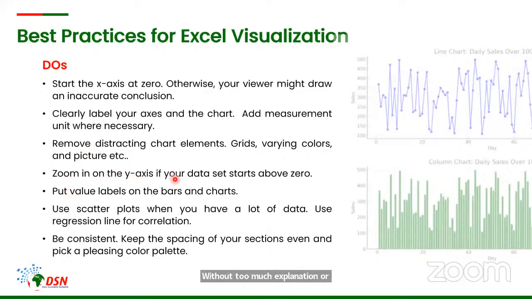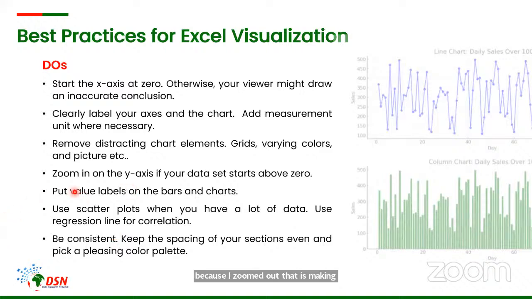Zoom in on the y-axis in your data sets. If your data set starts above 0, for instance, I'm able to know that this chart is a little bit fair, because by the time I zoom in, I realize that there is no representation of any data under 100. So that is why I said it is a little bit fair. But if there were a representation of data below this 100, then I'd have to zoom in and see that it is not because I zoomed out that is making the 0 disappear.